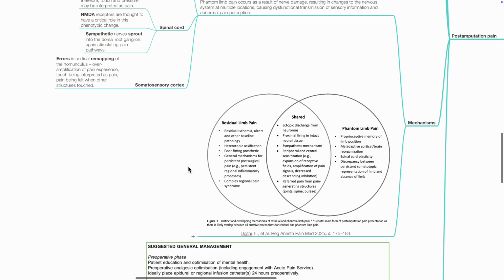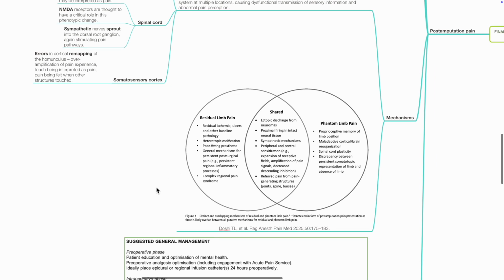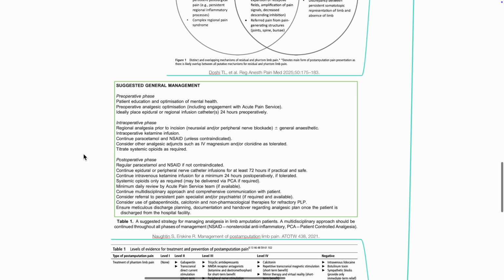This diagram summarizes the distinct and overlapping mechanisms of residual and phantom limb pain, referenced from the article by Doshi et al., 2025. This is a multidisciplinary suggested strategy for managing analgesia in limb amputation patients, referenced from Nortin et al., Management of Post-Amputation Pain, ATOTW 438, 2021. Preoperative: patient education and optimization of mental health, preoperative analgesic optimization, including engagement with the acute pain service. Consider placing epidural or regional infusion catheters 24 hours preoperatively.